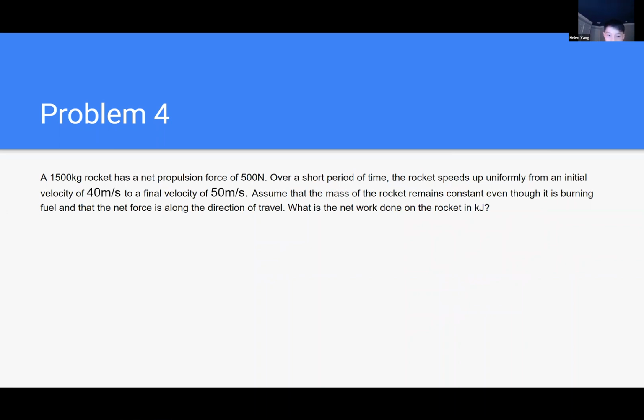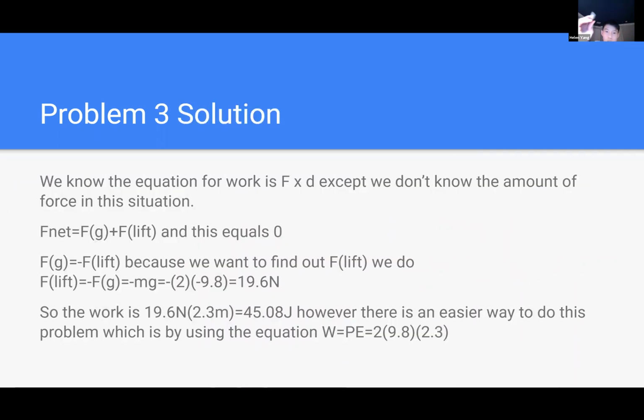Oh yeah, you can also use forces to do this by using the net force. We can use work is equal to force times distance, and you can use the net force is equal to force due to gravity plus the force due to lift, and this is equal to 0. So you would get the force due to gravity equal to the negative force due to lift if you subtract it. And the force due to lift is equal to negative mg, because that's what this is. So you get -2 times -9.8 is equal to 19.6 newtons.